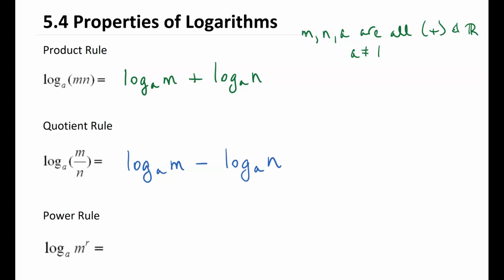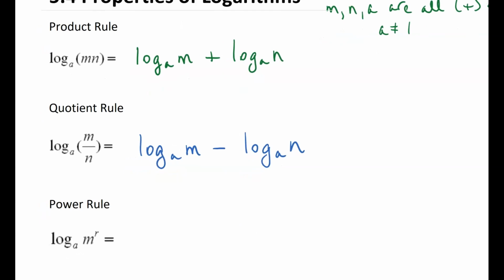And then our last one is the power rule. We've got log base A of M raised to the R power. The power rule states that we can take the exponent that's on the argument and pull it out and multiply it to the entire logarithm. So that R that's up here will move out to the front. This becomes R times log base A of M.